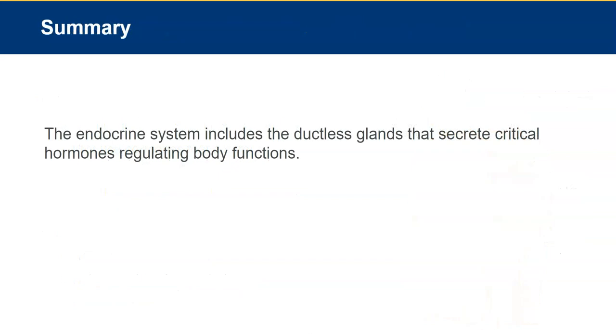So the endocrine system really secretes many critical hormones: the sex hormones from the gonads, insulin from the pancreas, melatonin from the pineal gland, that helps regulate a lot of our body functions.